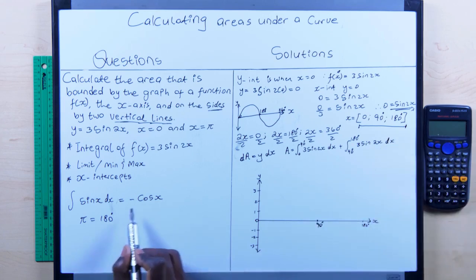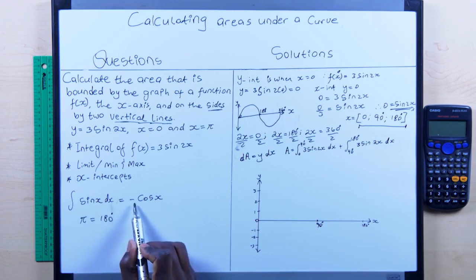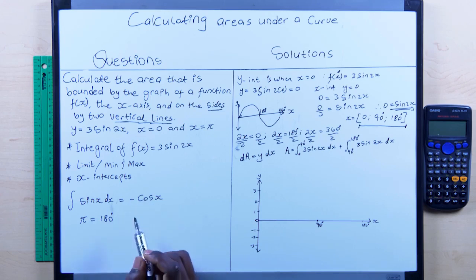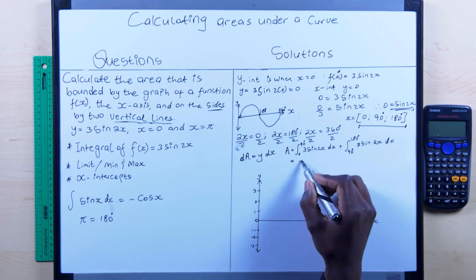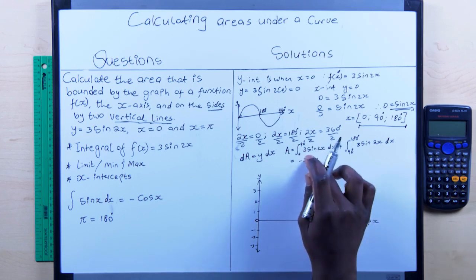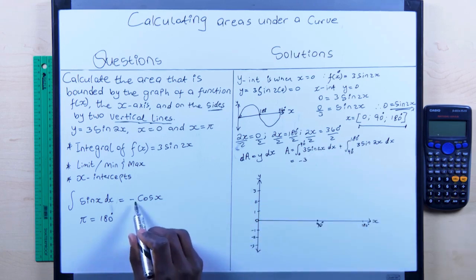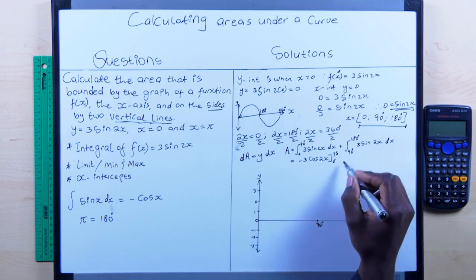As we have earlier stated, the integral of sine x dx is equal to minus cos x. It should then come as no surprise when we say that the area becomes minus 3 cos 2x. We're integrating. Of course, we've already integrated, we're just going to apply our limits or our constraints.